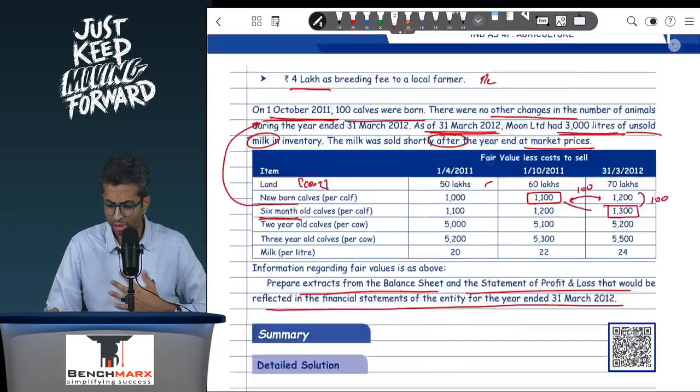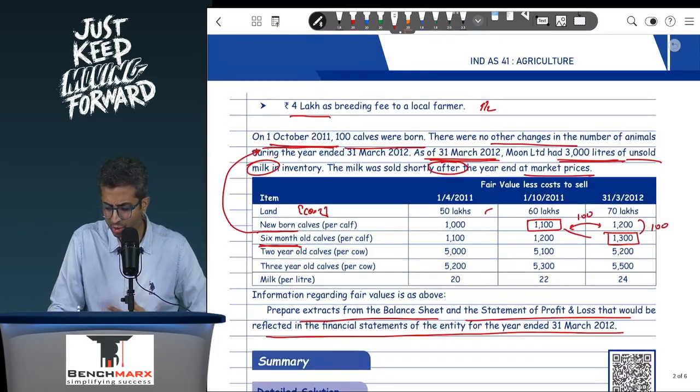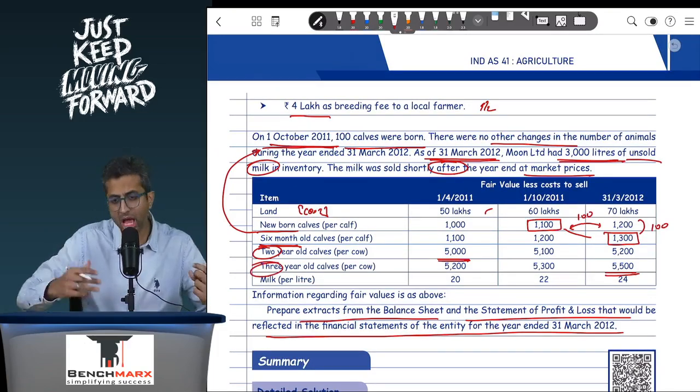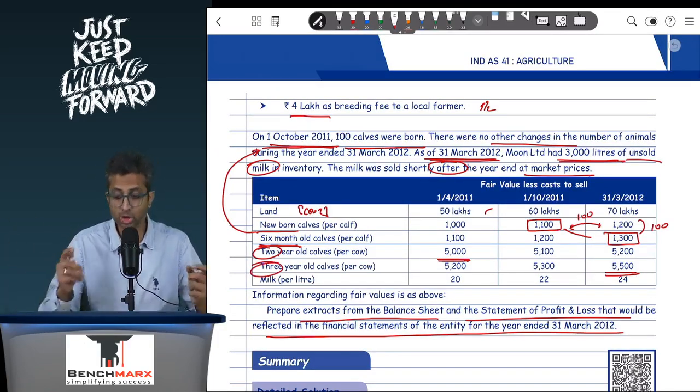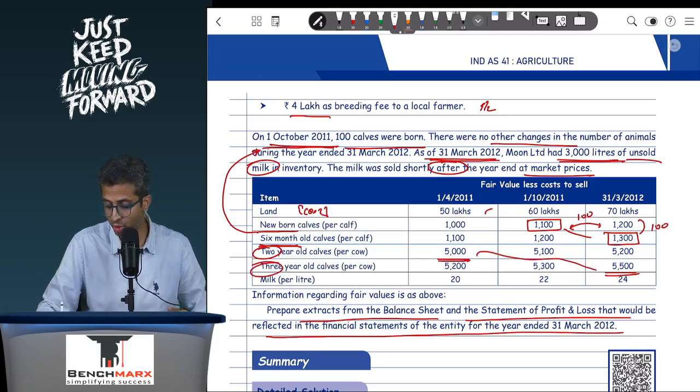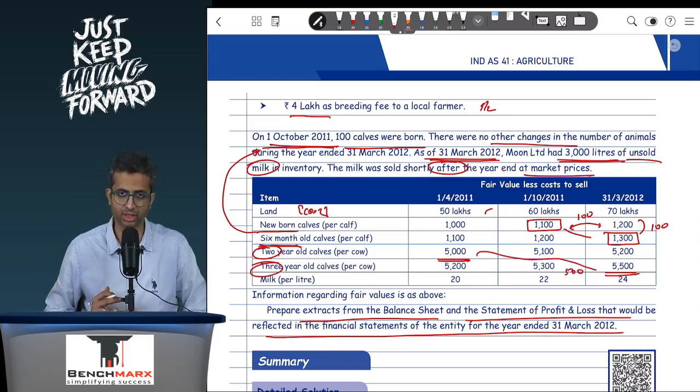Now you go to the dairy cows. The dairy cows you purchased at 5,000. By the end of the year, the price became 5,500. Achha, you purchased a cow which was 2 years old. By the end of the year, it is now a 3-year-old cow and hence the price becomes 5,500. So there is actually an increase, if I go to see over here, of 500 rupees. Now this increase of 500 will be taken to the profit and loss account.